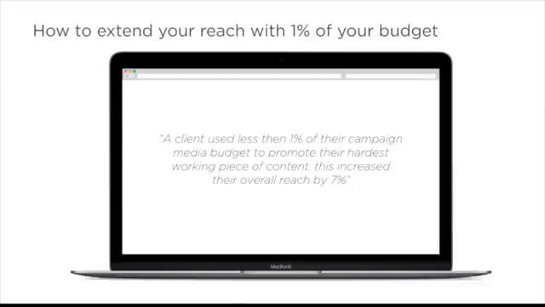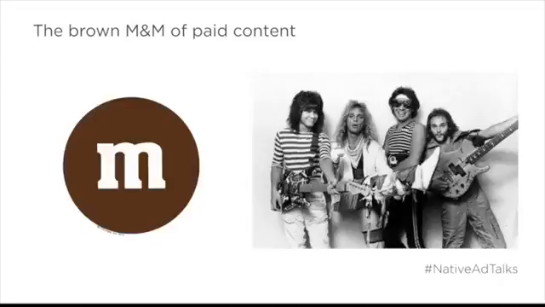So now onto a second key point of native advertising: brown M&Ms and Van Halen. So what do these have to do with content marketing? Holly's here to explain. So everyone probably knows the story, but Van Halen used to have in their contract that they didn't want any brown candy in their dressing room before a concert.